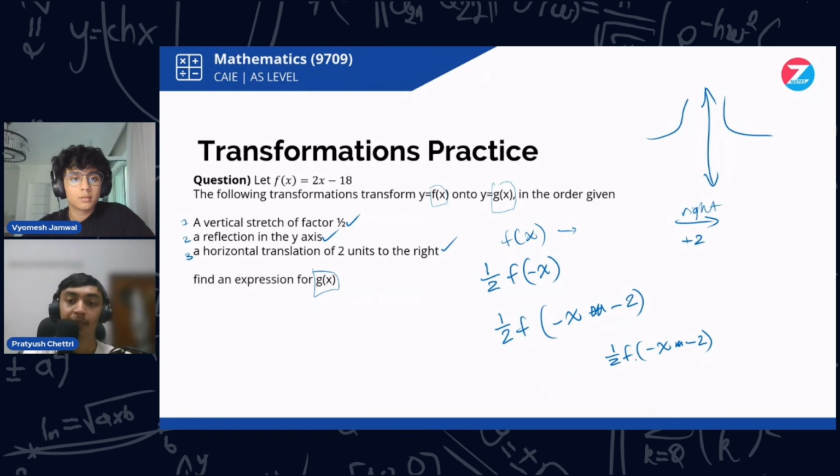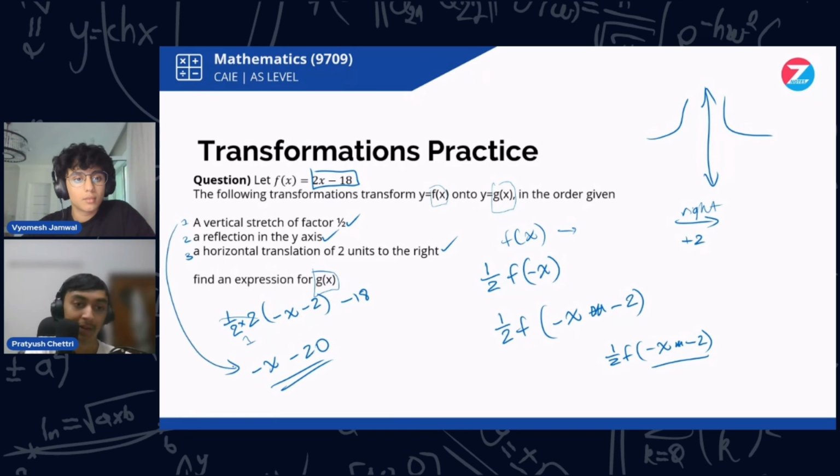And now we need to put that into f of x and get our expression. So it looks like half, and write f of x, but treat x as the thing inside the bracket. So half times 2, what's x? x is minus x minus 2, minus 18. Simplify that. It's minus x, because this becomes 1, and minus x minus 20. This is our new curve with these 3 applied.